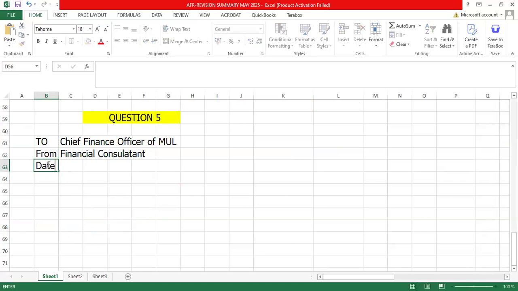Then date, exam date. Today is which date? The 16th. Our exam date is, let me put, 19th May. You are going to write 19th May 2025. Subject. Subject, you can summarize, just try to summarize.